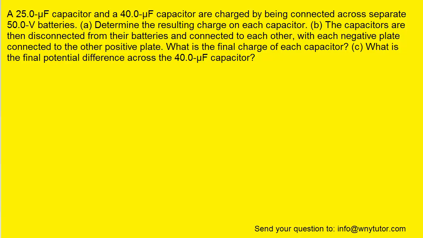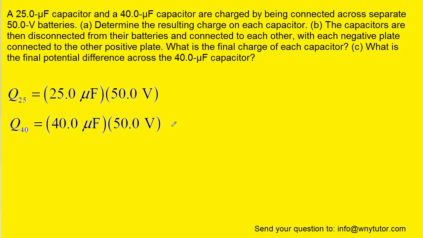listening on. For part A, in order to calculate the resulting charge on each capacitor, we can consider the following equation. We know that the charge is equal to the capacitance multiplied by the potential difference between the two plates of the capacitor. So all we're going to need to do is to plug in the capacitance as well as the potential difference given by the battery for both the 25 and 40 microfarad capacitor.